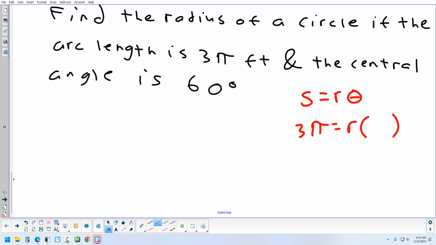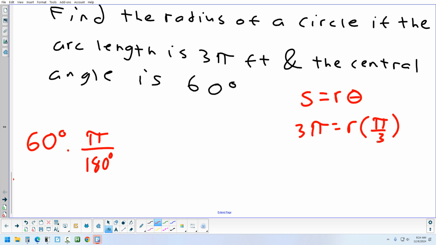So off to the side, let's fix that. Do you remember what we multiply by to change that to radians? Times pi divided by 180. Yep. And when we reduce it as much as we can, what is 60 degrees going to become? Pi over 3.